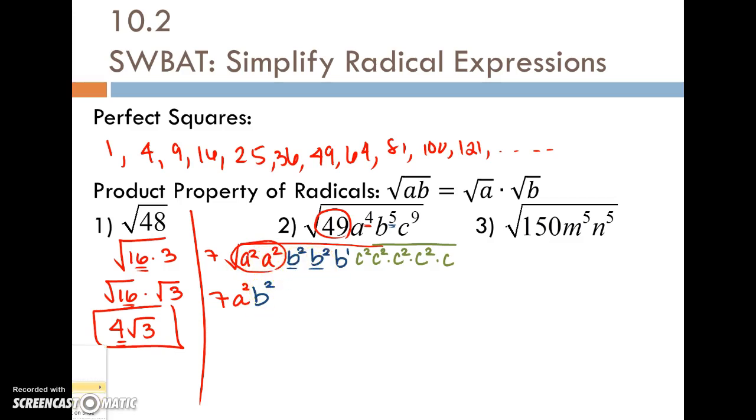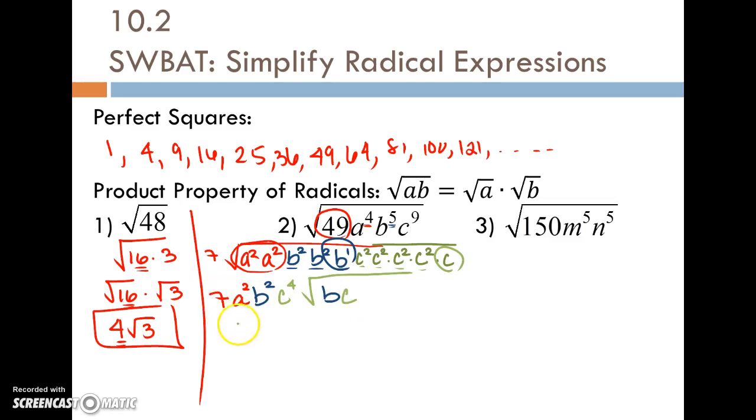And then what about those c's? 1, 2, 3, 4. So c to the fourth comes out. Now we did have some leftovers on the inside, just like right here we had the leftover 3. We have some leftovers, at least with the variables. All the a's went out, but I still have this b to the first power, because that was not a perfect square, so I still have that in there. And then 1, 2, 3, 4, the c's came out, but I still have this c left over.